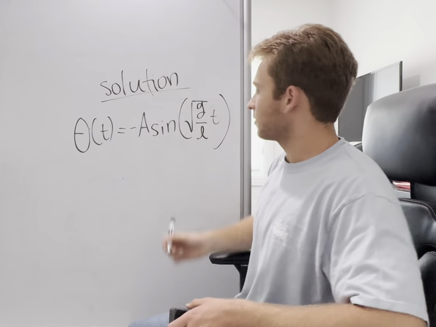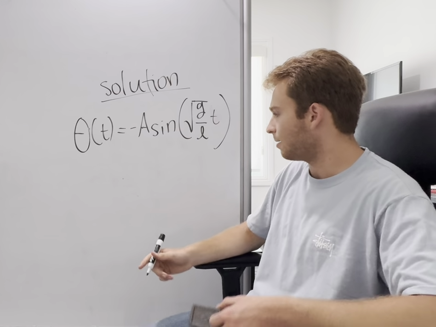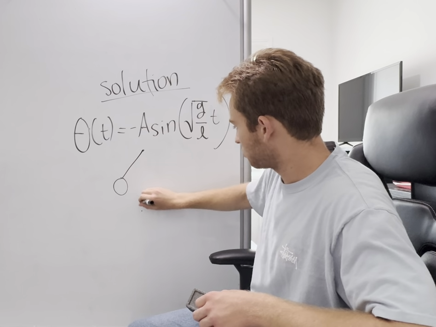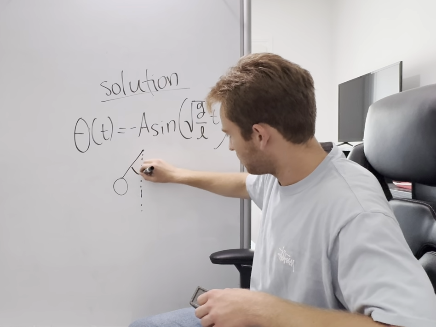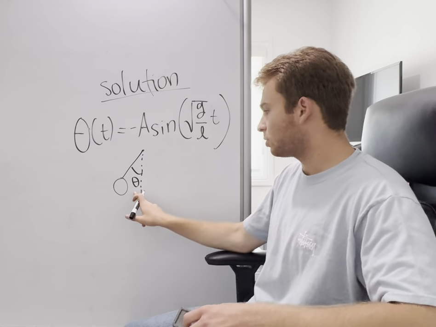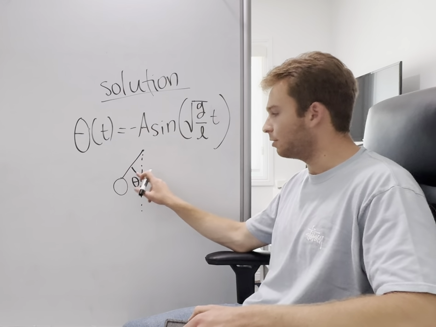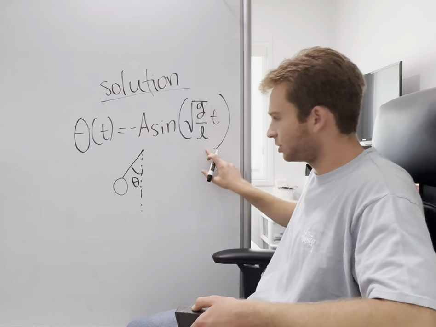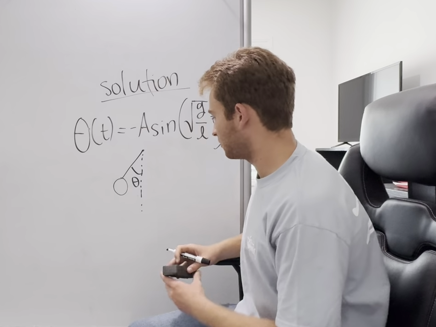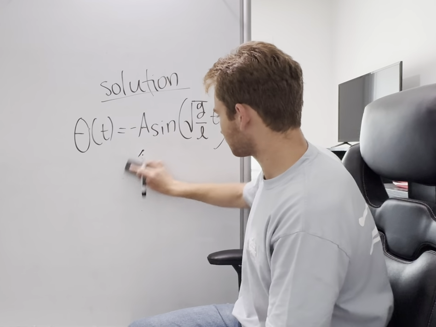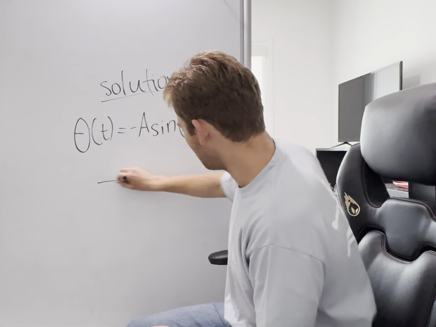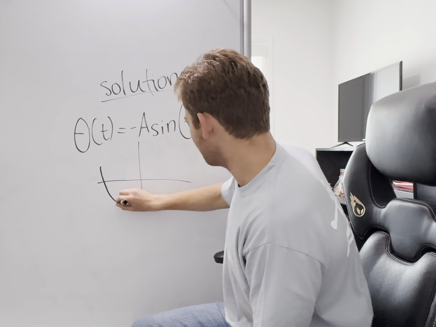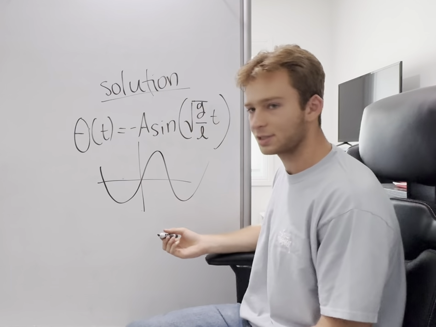Now, as for the significance that that has, that means that our pendulum from earlier, if we plot this angle theta with the vertical with respect to time, this is the function that's going to describe it. What does this function look like? Well, it's just a sine wave. So it'll look something like this.